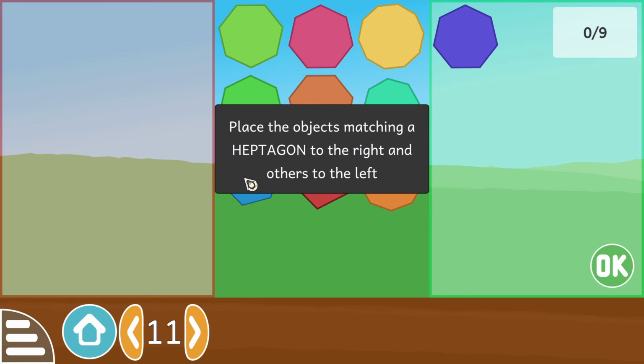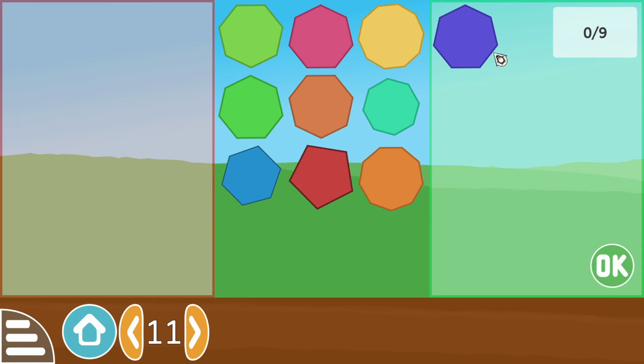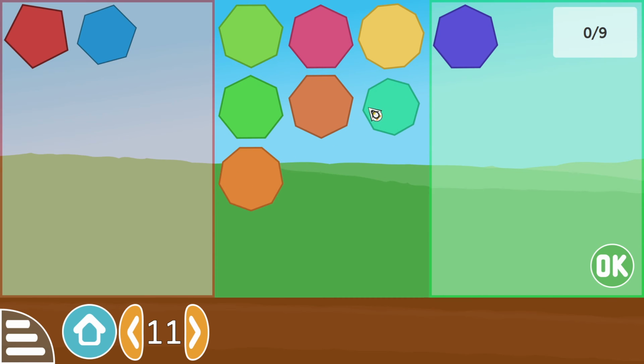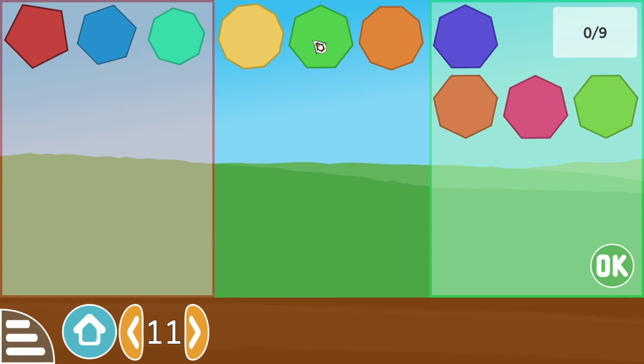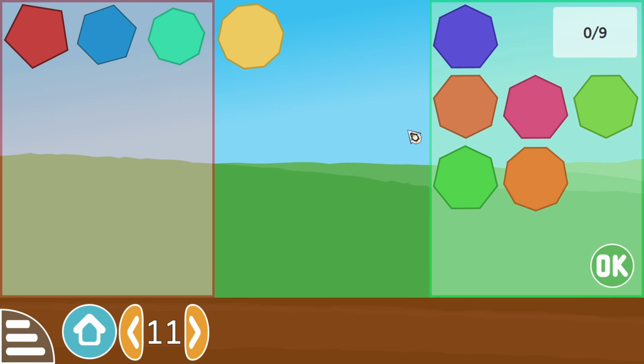So a heptagon to the right and the other's left. So 1, 2, 3, 4, 5, 6, 7 sides. So that one's only got 5. That one's got 6. That one's got 8. Too many. 1, 2, 3, 4, 5, 6, 7. That should be right. It should be right as well. I think that's right, and that one just looks like it's got too many, so that one will have too many as well.